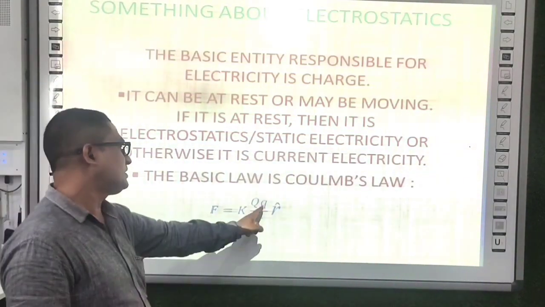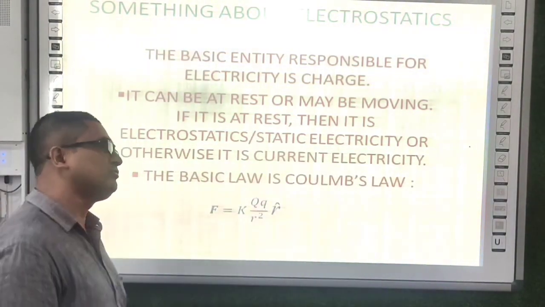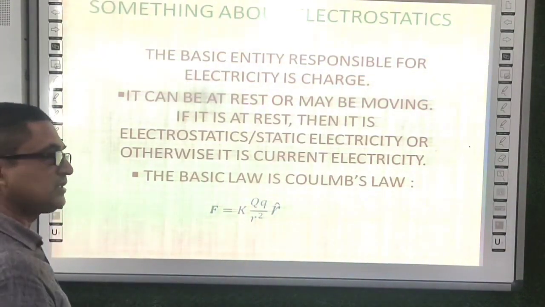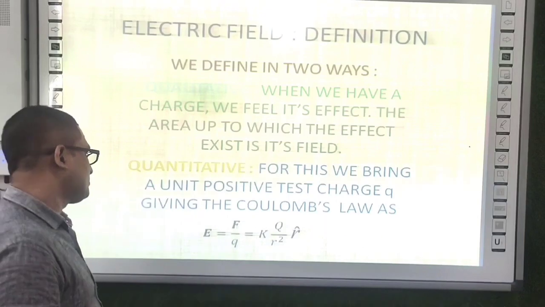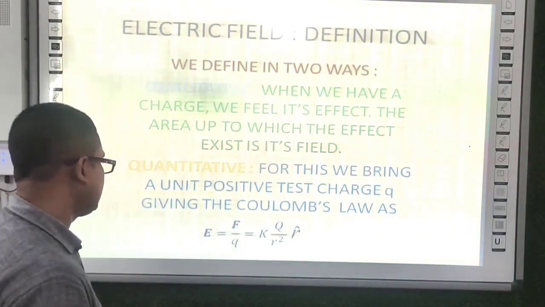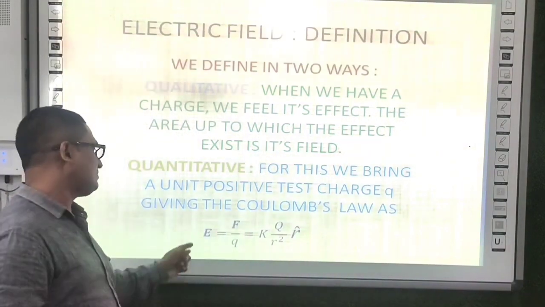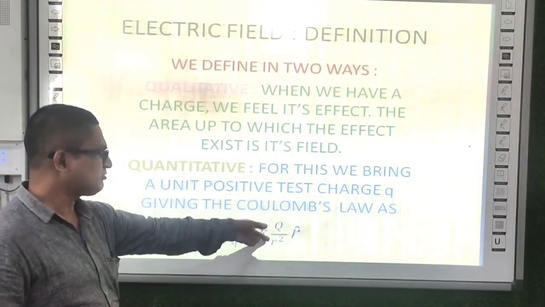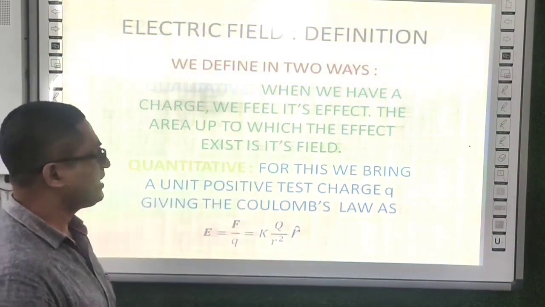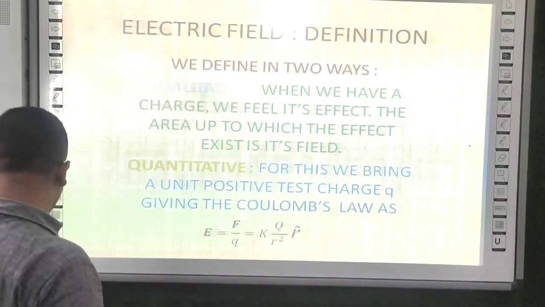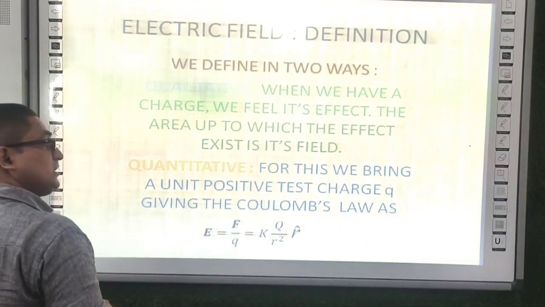Only thing is that we put Q equal to plus 1. That means it is a unit positive charge, and we treat that small q charge as the test charge. With that test charge, if q is equal to plus 1, then that force becomes electric field, and that's why we write F by q. So F by q is equal to, from that expression, K Q by R square. Of course, that K is equal to 1 for CGS system and 1 by 4 pi epsilon not for MKS system.